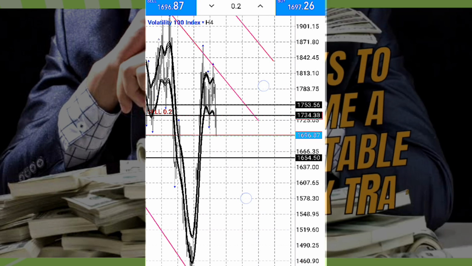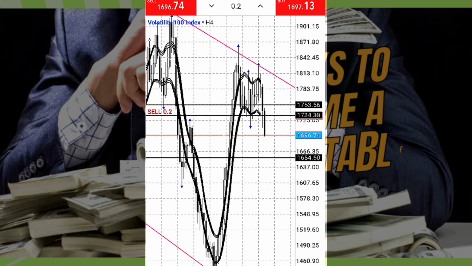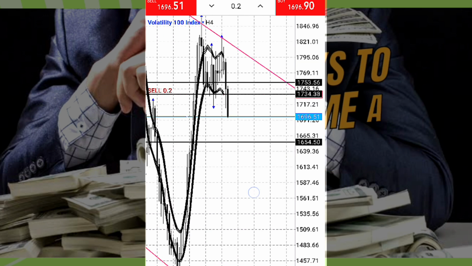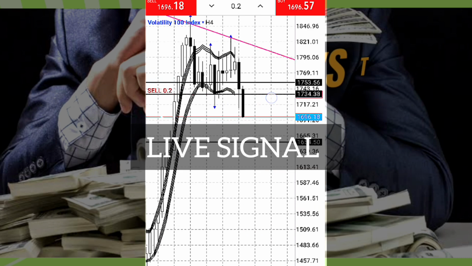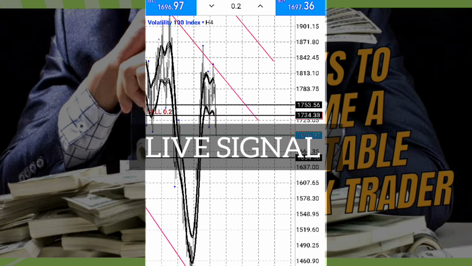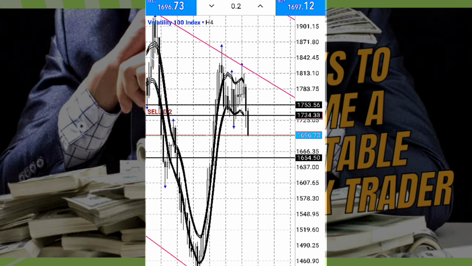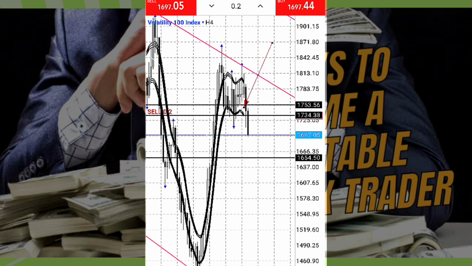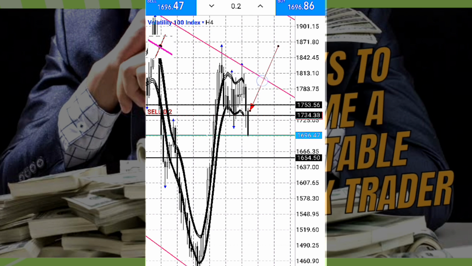I'm going to show you the signal I gave to my students on my group. This is one of the signals, and this is a live signal. You can see it right here. It's one of the signals I've given out, to sell from this spot here.